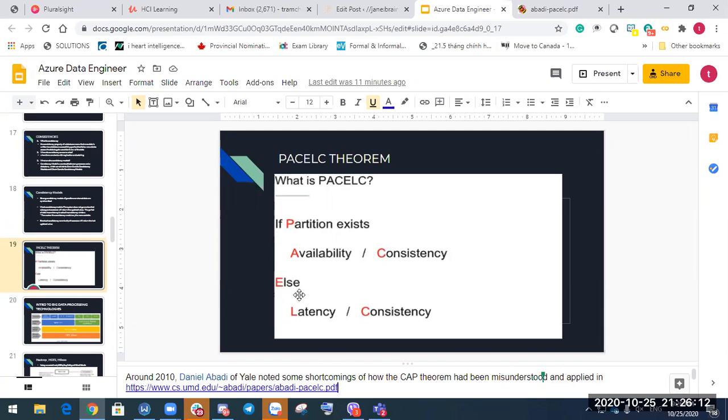In contrast, for the else, so the EL, that means under normal operation they give up consistency for low latency. They would rather have low latency than consistency.